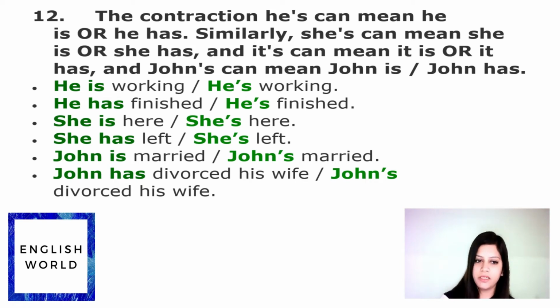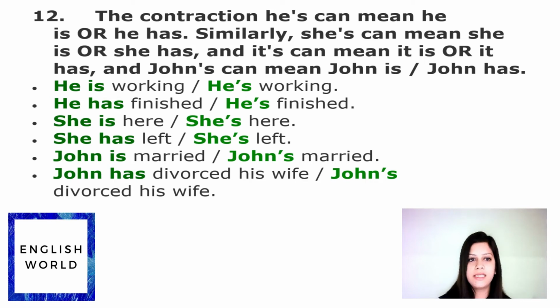Let's see these examples. He is working. So you can say it in short as he's working. He has finished. She is here or she's here. She has left or she's left. John is married or John's married. John has divorced his wife. Or in short, you will say John's divorced his wife. Means John has divorced his wife.